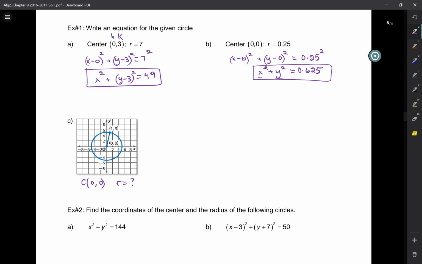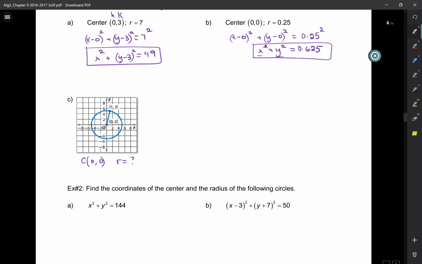So we know that the radius is this line connecting 0, 0 to 1, 5. Is there any way we could possibly find the distance? Distance formula. So the radius is going to be the square root of 0 minus 1 squared plus 0 minus 5 squared. Or you could do 1 minus 0 squared, 5. It's the same. So basically the radius is the square root of 1 plus 25, the square root of 26.